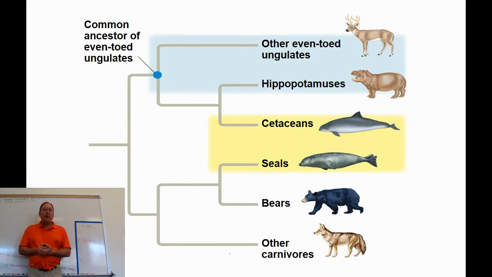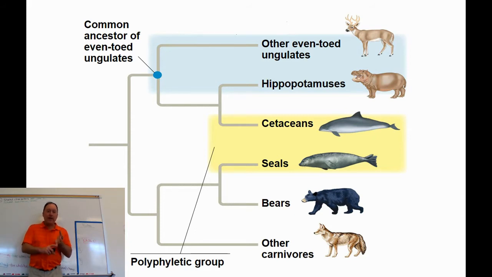Here's another way. You can see that we have a common ancestor and all of its descendants highlighted here. You can see the blue and then the yellowish highlighting here. There's 3 different types of this grouping: monophyletic, paraphyletic, and polyphyletic.